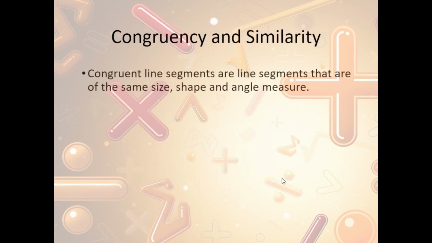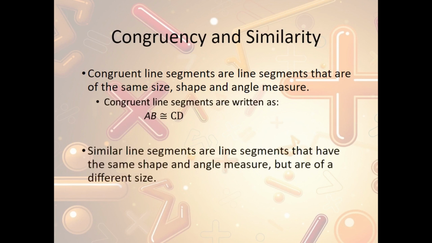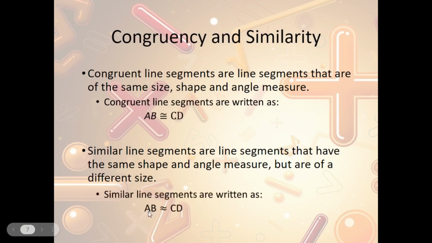Congruency and similarity. Congruent line segments are line segments that are of the same size, shape, and angle measure, so they're exactly the same. And the way we write that is AB is congruent to CD. This symbol means congruent. Similar figures have the same shape and angle measure but have a different size. So we'd have a line segment that is half of the original or a third of the original or something like that. And the way we write that is AB is similar to CD. So congruent is an equal sign with the squiggly over the top. Similar is the double squiggly.